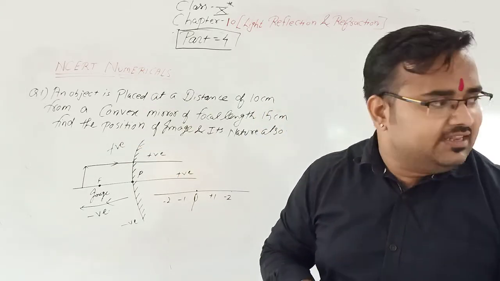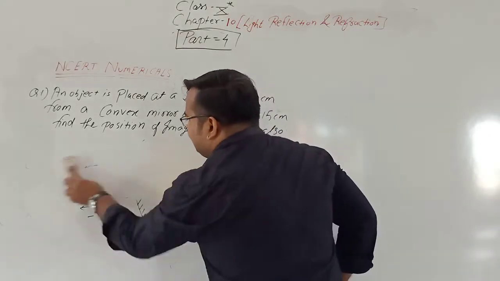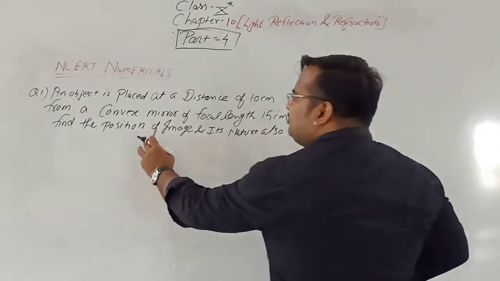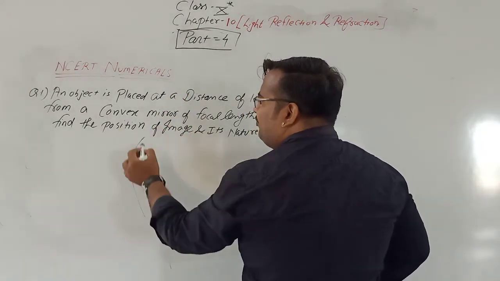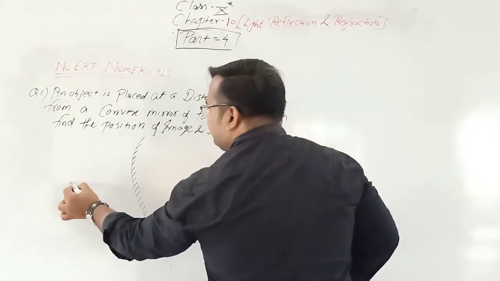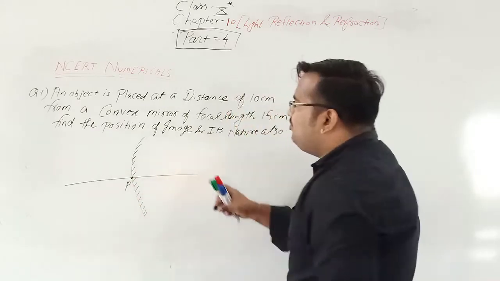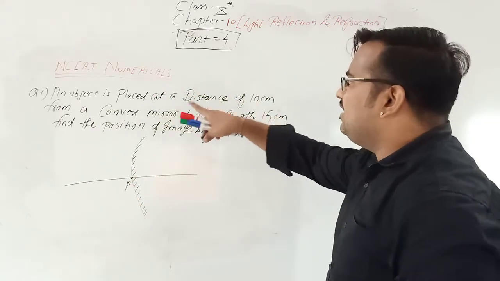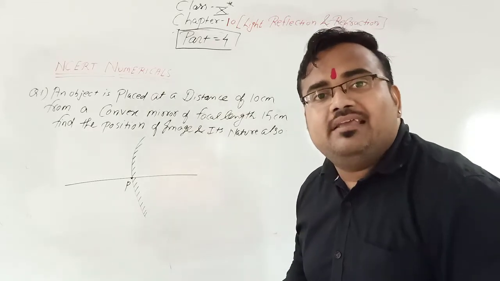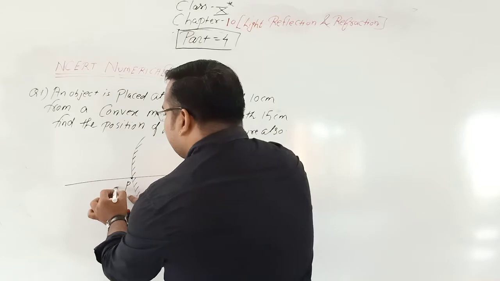Okay, now we are going to see the numericals. An object is placed at a distance of 10 centimeter from a convex mirror. See, we have made one convex mirror, this is pole. Now as I have told you, we are measuring the distance from the pole, so 10 centimeter.